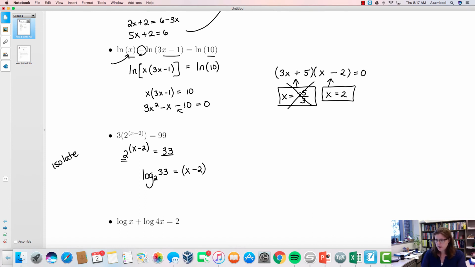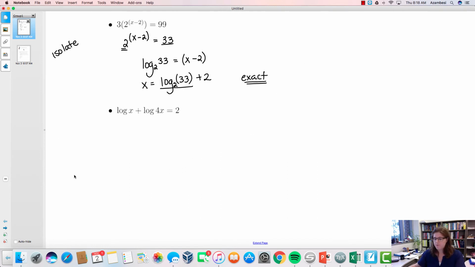Finishing the solution, I'm going to add 2 to both sides. So x is equal to log base 2 of 33 plus 2. Now this is an exact answer. If I want a decimal approximation, I can put that in my calculator. I may have to use the change of base rule in order to put this piece in my calculator, depending on what calculator model I have.